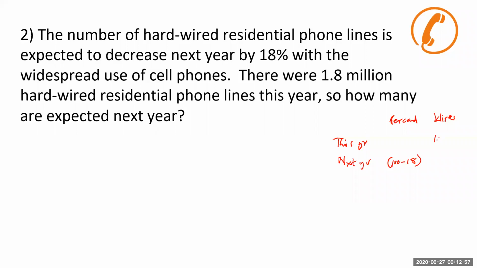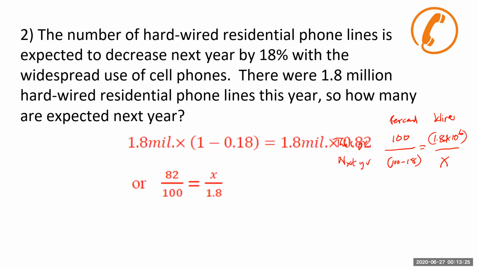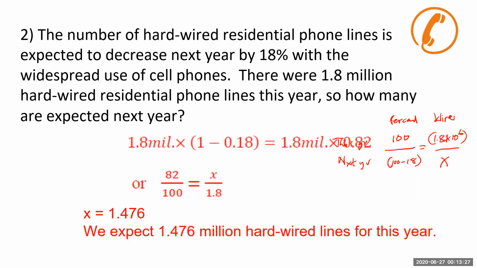So this gives me 1.8 million. And a million is what? 10 to the 6. Now, because we are comparing to this year, the original takes 100%. Now, how many are expected next year? We don't know that. We put X for next year, and then we cross product and simplify. Okay. So that is how you go about this. Again, there are more alternative ways to do this. Okay. So, good.